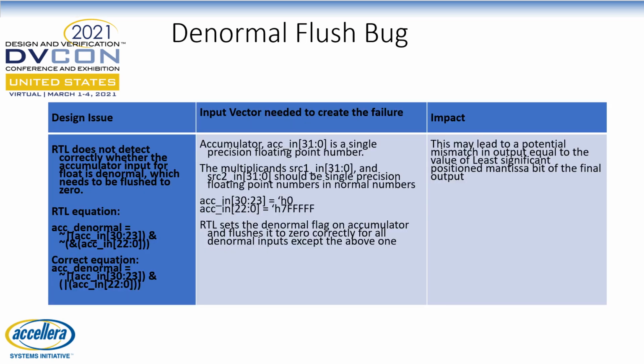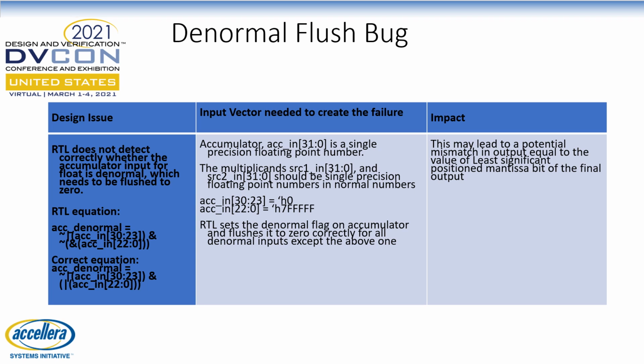This slide basically describes one of the corner case bugs that we found through this verification. The design issue was that the RTL was not able to detect correctly whether the accumulator input for float is denormal or not, because if the input was denormal, it needed to be flushed to 0. So the left-hand side column shows what the RTL equation was, which was incorrect, and what the correct equation should have been.